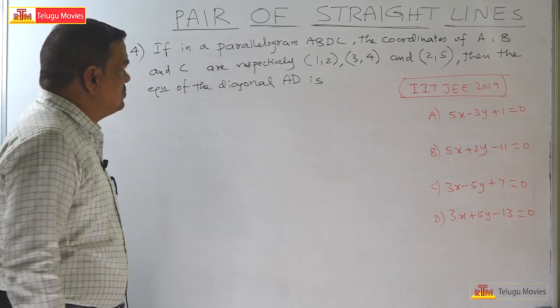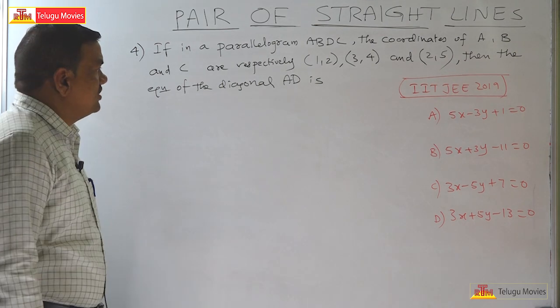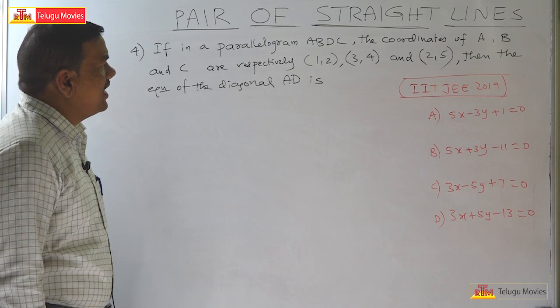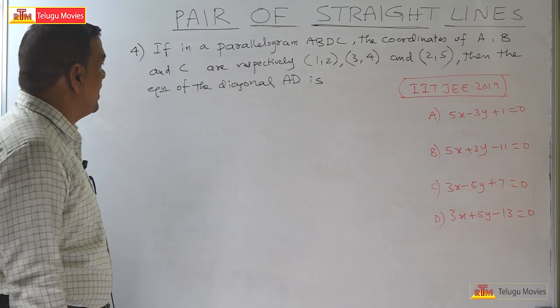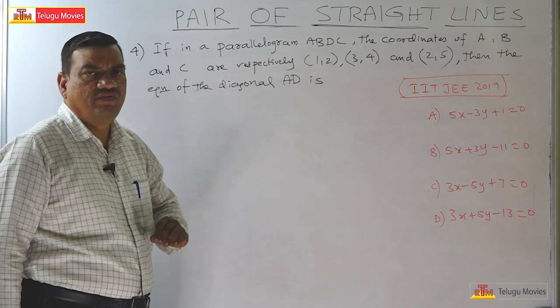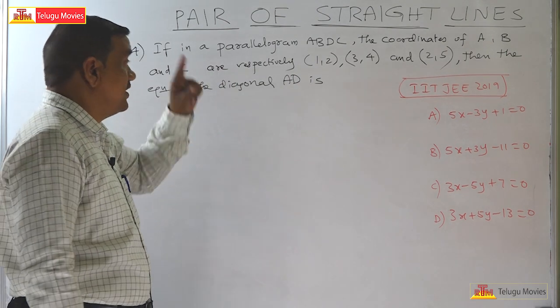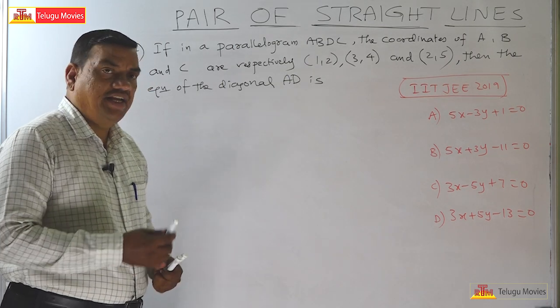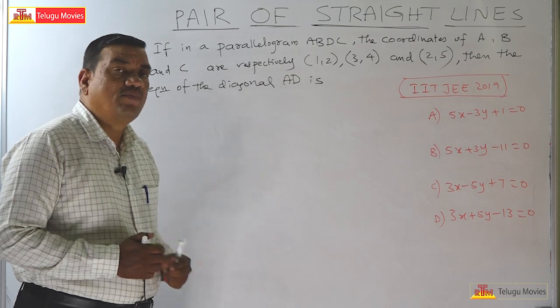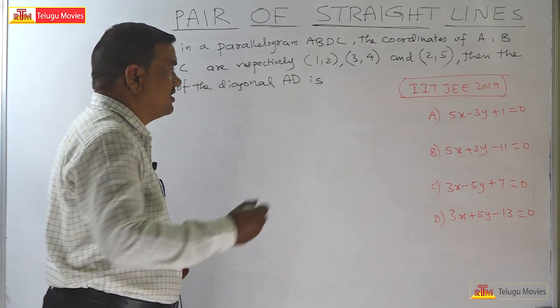Welcome to this problem. It is also a very easy problem. If in a parallelogram ABDC, the coordinates of A, B, C are given, then find the equation of the diagonal AD. You may not believe that this type of problem is also given in the JEE Mains examination.